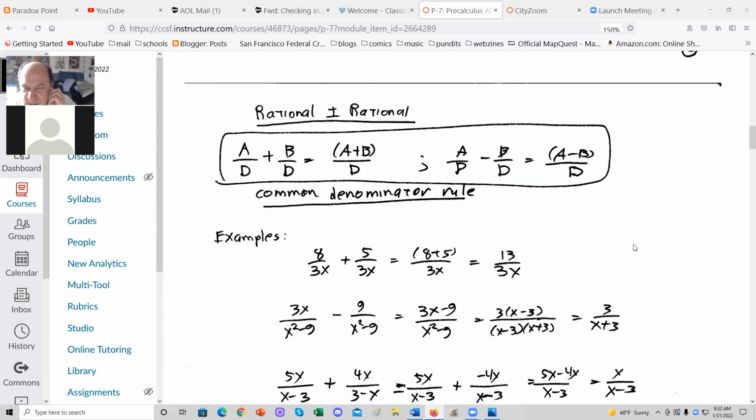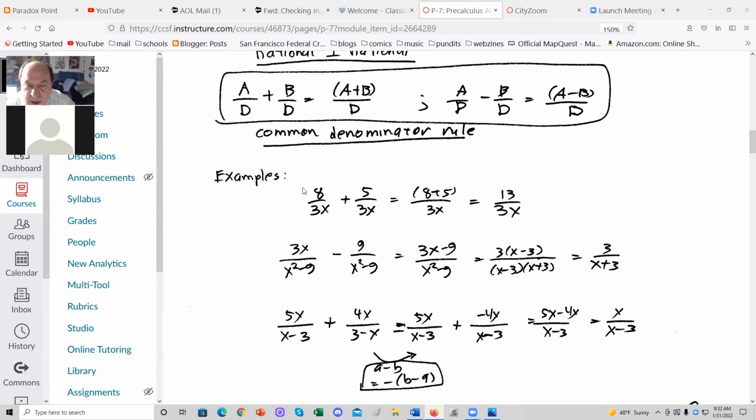Adding and subtracting rational expressions, well, it depends on if there's a common denominator. If it's a common denominator, it's pretty easy. a over d plus b over d equals a plus b over d. a over d minus b over d equals a minus b over d. If there's a common denominator, then you add or subtract over the common denominator.